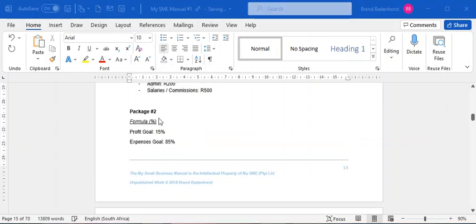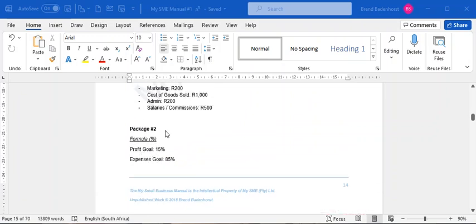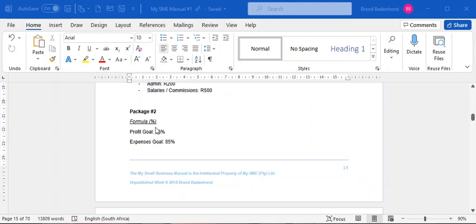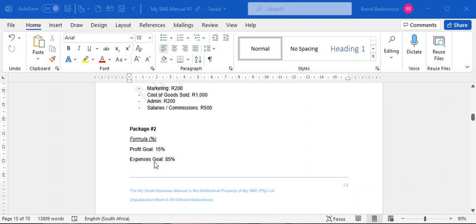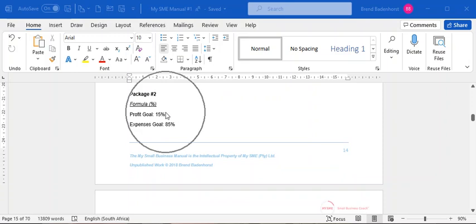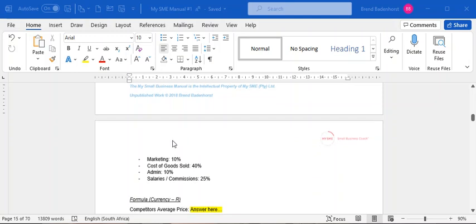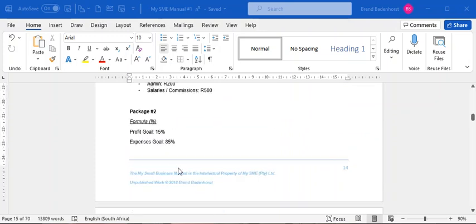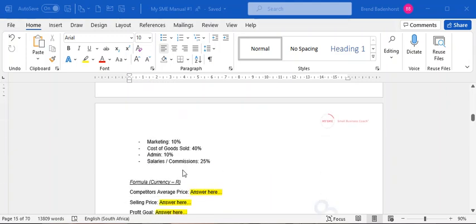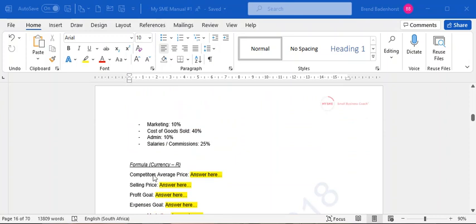As you can see, I've quickly calculated the formula on the My SME manual. And with the second package, which is the custom shoes, because I've got the concept of custom shoes, I'm lifting my price with 500 Rand. And that gives me extra 10% of profit that I work into my second package. Just quickly running through, the profit goal is 15%, the expenses goal is 85%, then marketing, admin and salaries remains the same. The cost of goods sold, it's still 1,000 Rand, and because my selling price is a bit more, it means that I've got more leverage in terms of a bit of extra profit.